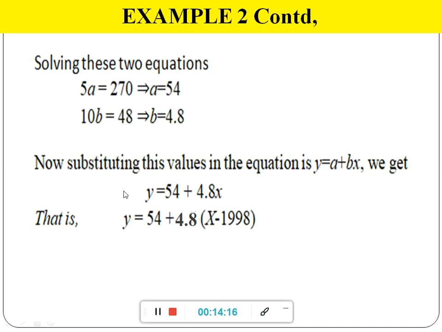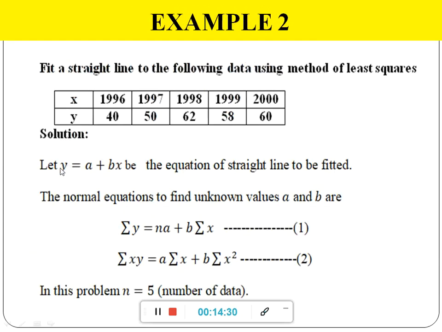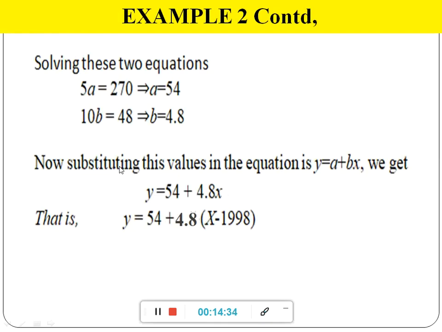Solving these two equations, 5a equal to 270, a equal to 54. 10b equal to 48, b equal to 4.8. Right, now substitute the values of a and b in the mathematical model Y equal to a plus bx, and we get the required fit.